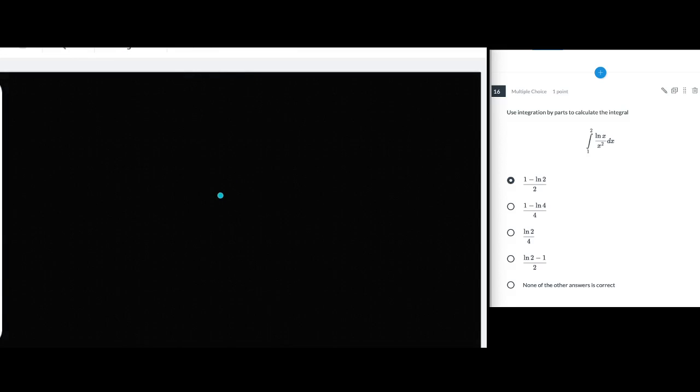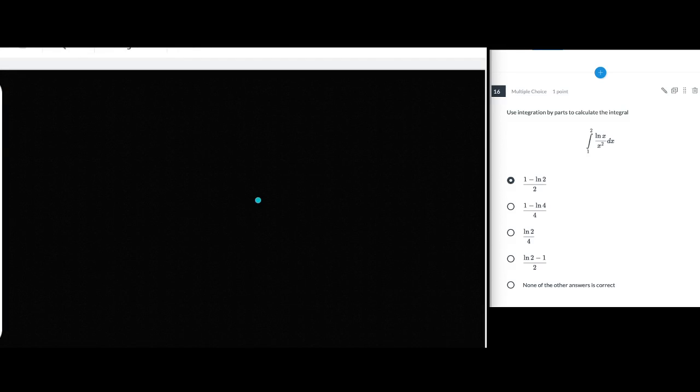Also, I want to say that it is very often the case that integrals can be computed in very different ways. And so here's a second way to integrate this integral. Okay, so again, we start with integral from 1 to 2 natural log of x over x squared dx.